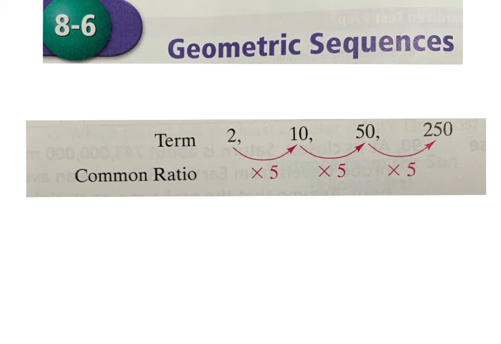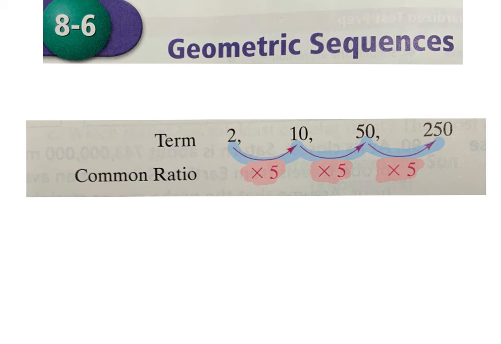If you look at this first one, we have 2, and then 10, and then 50, and then 250. You can see that in order to get from 2 to 10, you multiply by 5. 10 to 50, you multiply by 5. 50 to 250, you multiply by 5. And so you can see very quickly that that's how you would get to your next number in the sequence.